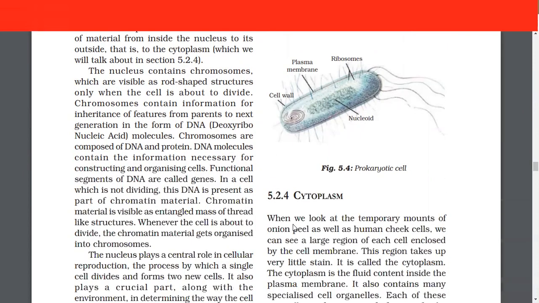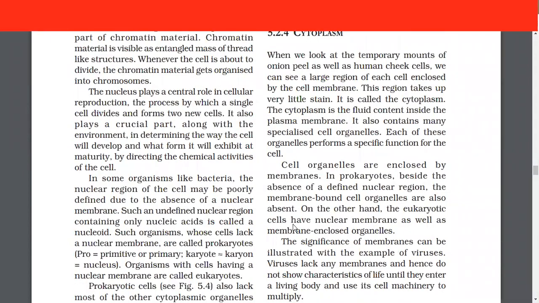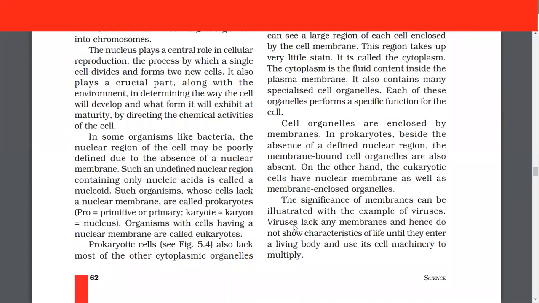Cytoplasm. When we look at the temporary mounts of the onion peel as well as human cheek cells, we can see a large region of each cell enclosed by the cell membrane. This region takes up very little stain. It is called the cytoplasm. The cytoplasm is the fluid content inside the plasma membrane. It also contains many specialized cell organelles.